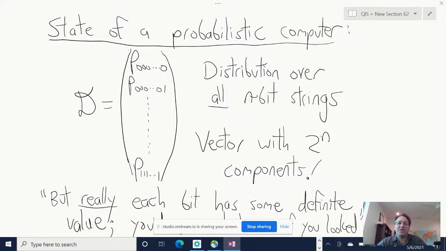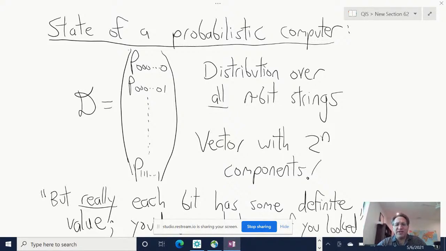So I would get a distribution, call it D, which is really a vector. It is a list of 2 to the n probabilities, 2 to the n real numbers. So already in classical computing, theoretical computer scientists were very used to dealing with exponentiality, the exponentiality of probabilities.